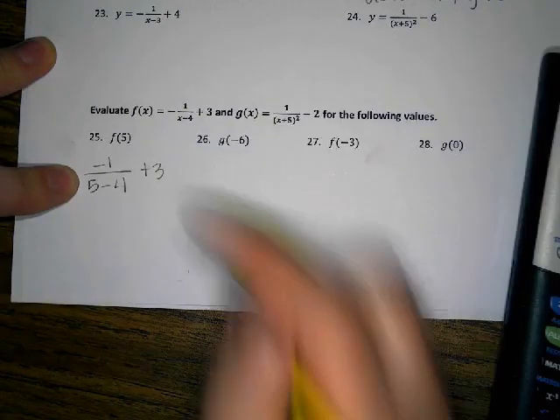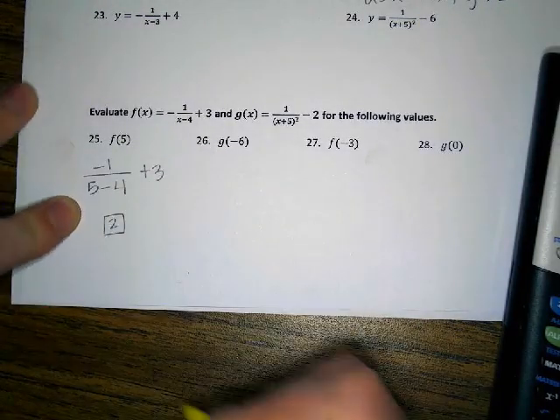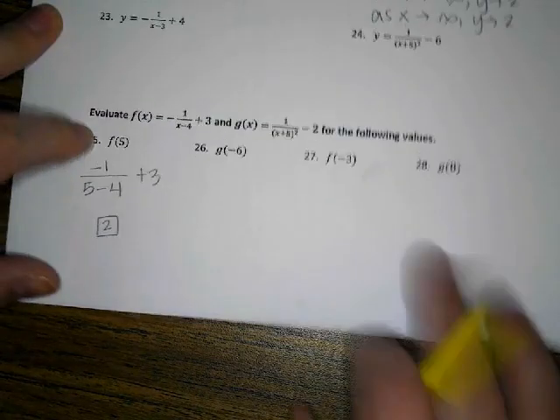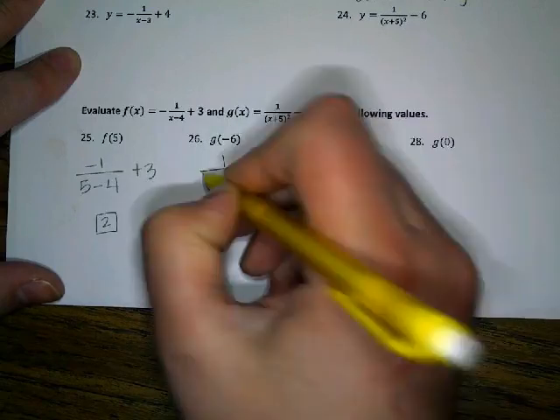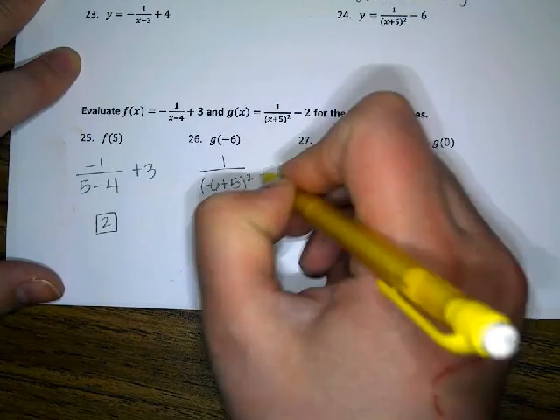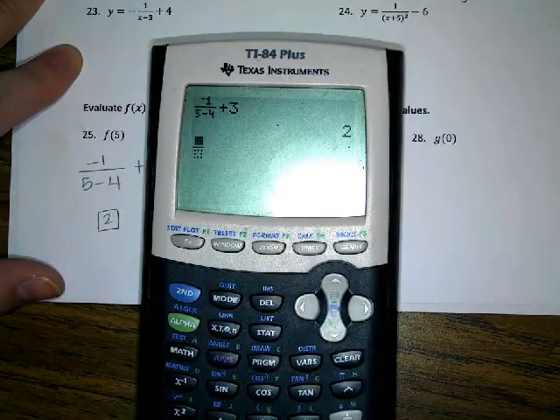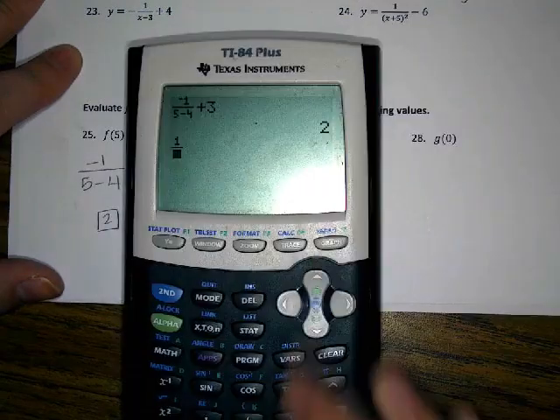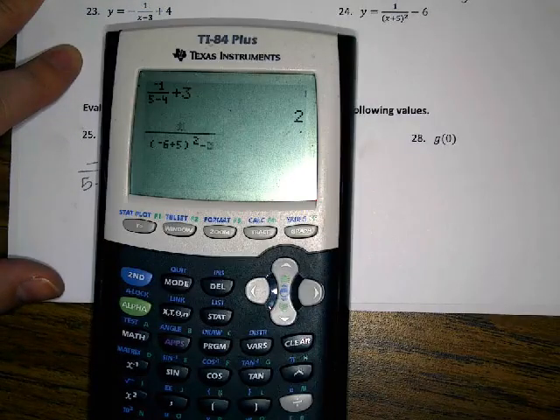All right, for the next one, they said take g and plug in -6. So 1 over -6 plus 5 squared with a minus 2 on the end is -1.